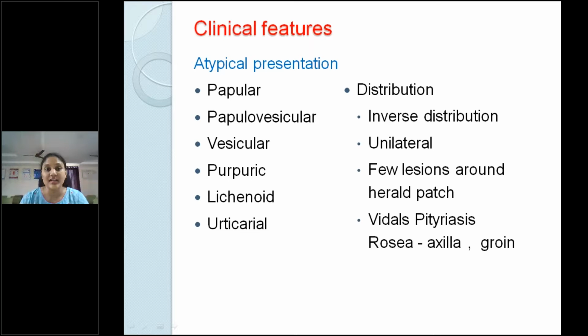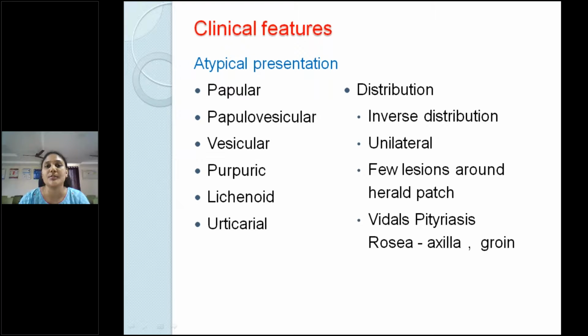And this is one condition which can be present in an umpteen number of forms. So many forms of this disease are seen. What I showed you is the typical clinical lesions. Coming to the atypical presentations, it can be present as papules, papulovesicles, vesicular or purpuric lesions. Lichenoid type or urticaria type of lesions can also be present.